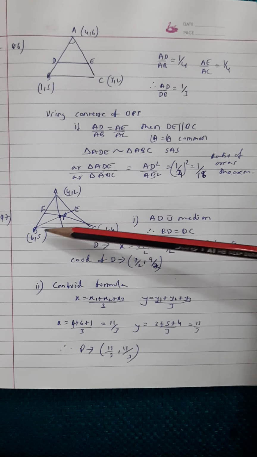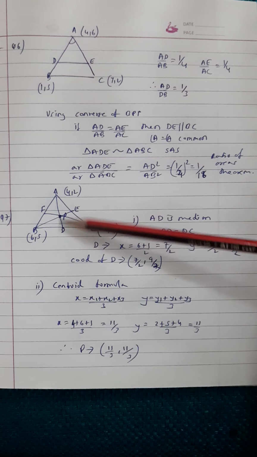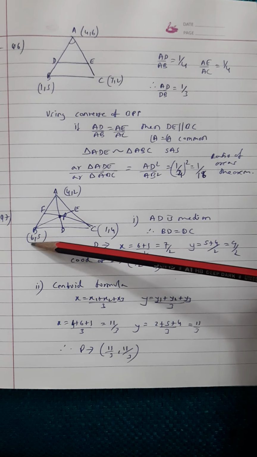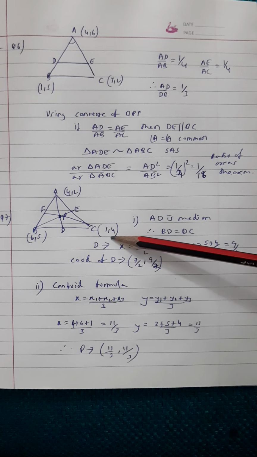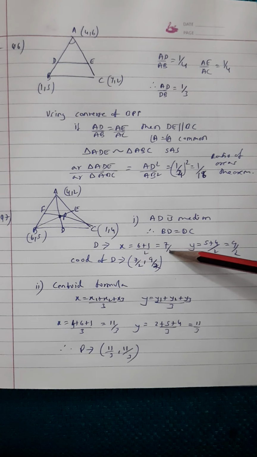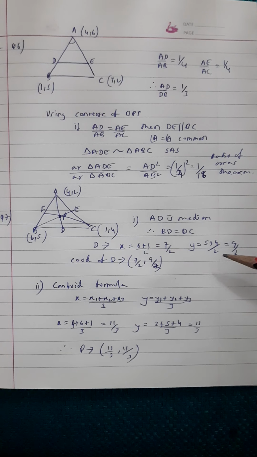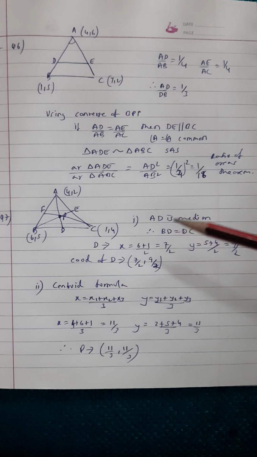So first part, you have to find out the coordinates of this point D. So if this is the median, this is the midpoint, that means I am going to use the midpoint formula. x equals x1 plus x2 upon 2, y equals y1 plus y2 upon 2. So 6 plus 1 we get 7, 7 upon 2, so that's the value of x, and 5 plus 4 by 2, 9 by 2 we get the value of y. So what are the coordinates of point D? 7 by 2 and 9 by 2.